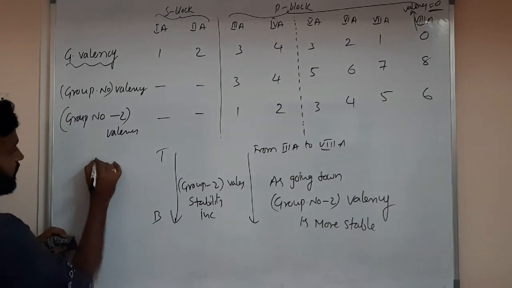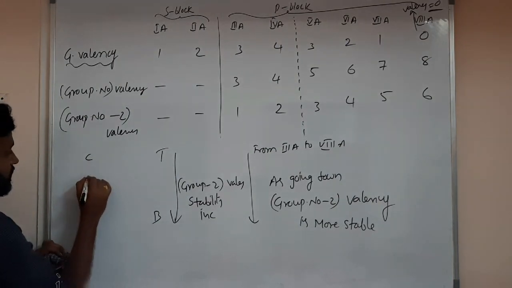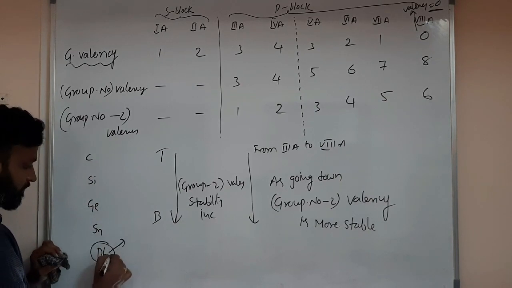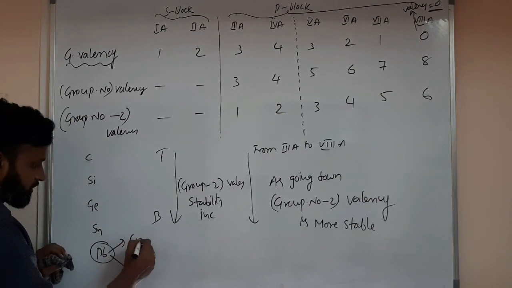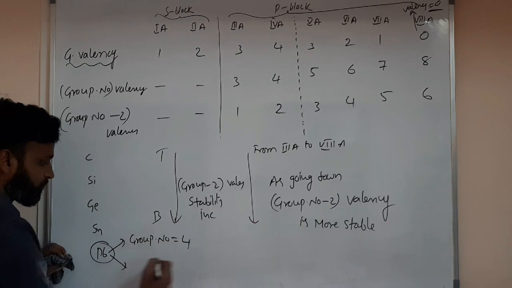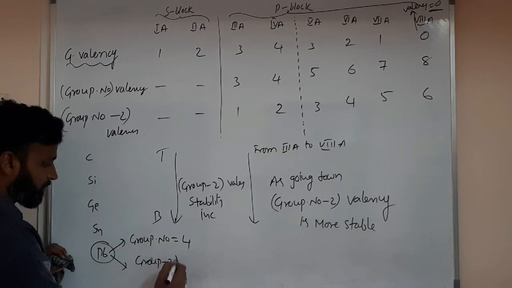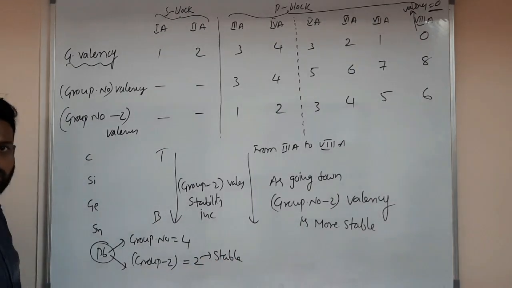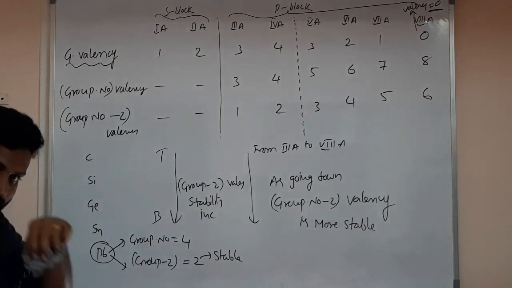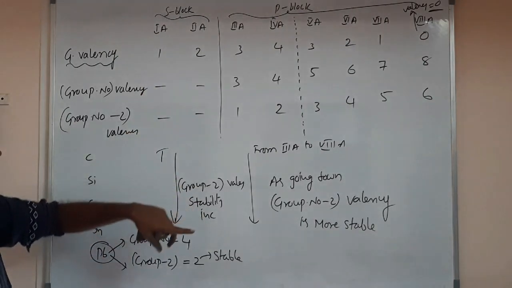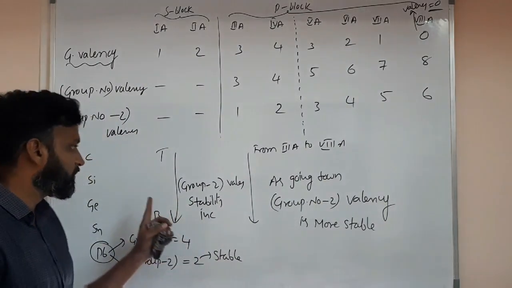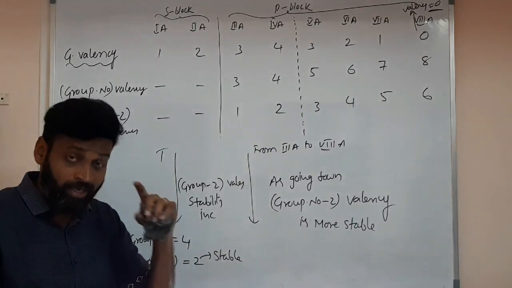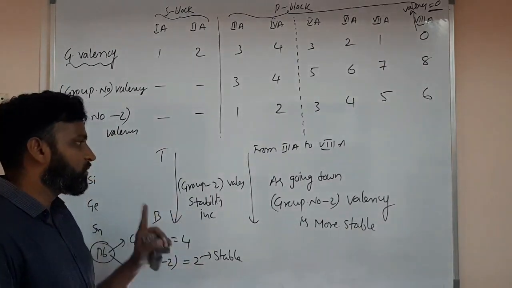As I mentioned previously, suppose carbon, silicon, germanium, tin, lead, Pb. In the last element, if you see, there are two valencies. One is group number, which is equal to 4, and group number minus 2, that is 2. Which is stable? 2 is more stable. Understood? See, as we go down, the more stable valency is group number minus 2. Please remember that point in your mind, but tomorrow I will tell you the reason for it.